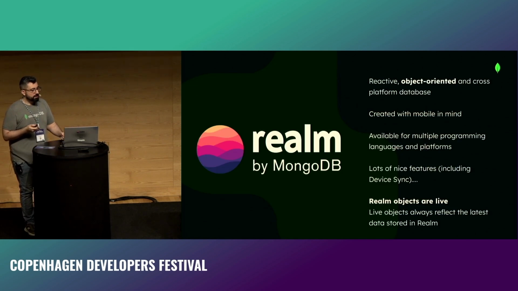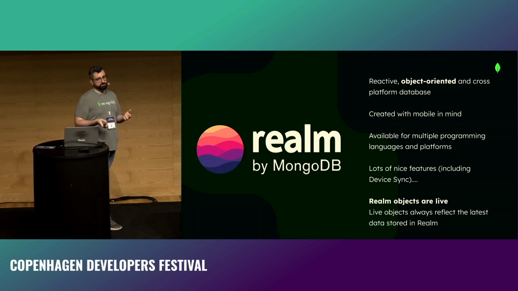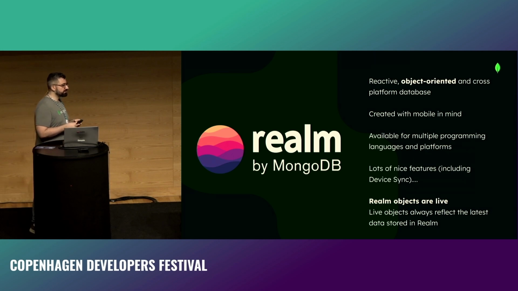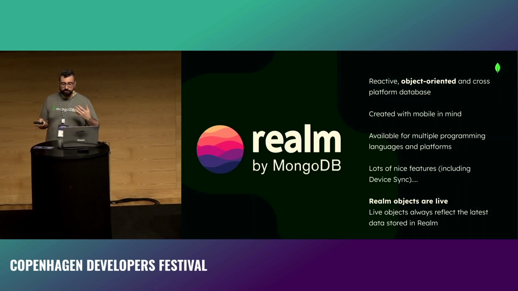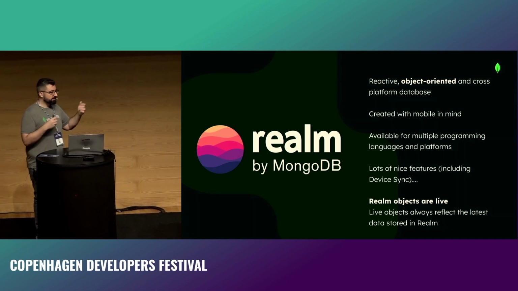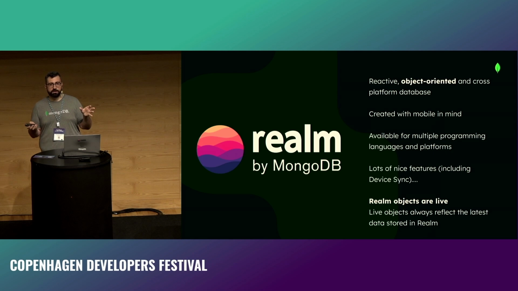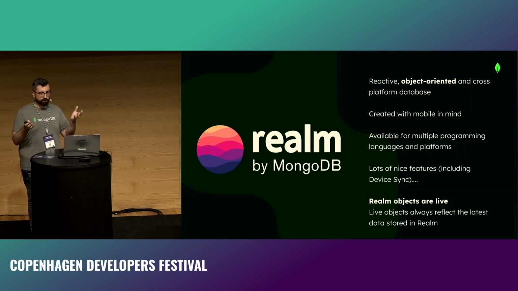Okay. So now you know about weaving, now you know about source generators, you need to know a little bit about Realm. Realm is a reactive, object-oriented, and cross-platform database that has been created mostly targeting mobile, so devices with low capabilities. It's available for other programming languages like C#, Kotlin, Swift, and so on, and a lot of different platforms. And it has a lot of nice features, including the ability of synchronizing between multiple devices and with Atlas, so MongoDB in the cloud.